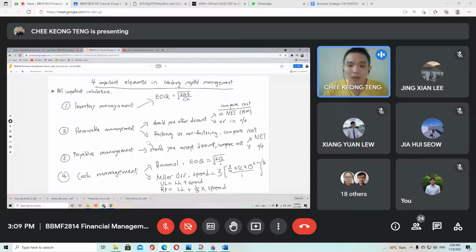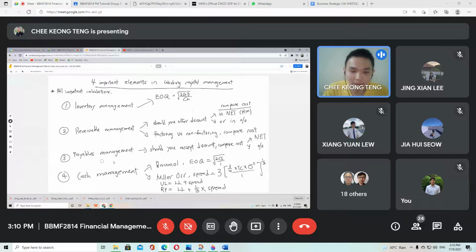Another type of calculation could be factoring versus non-factoring. Factoring, later I will give you a revision also. I will show you the YouTube video again. So again, basically it's comparing the cost. Should you use factoring? It's like outsourcing. You outsource to a factor. So should you use a factoring service, or should you not and manage it yourself? Compare the cost.